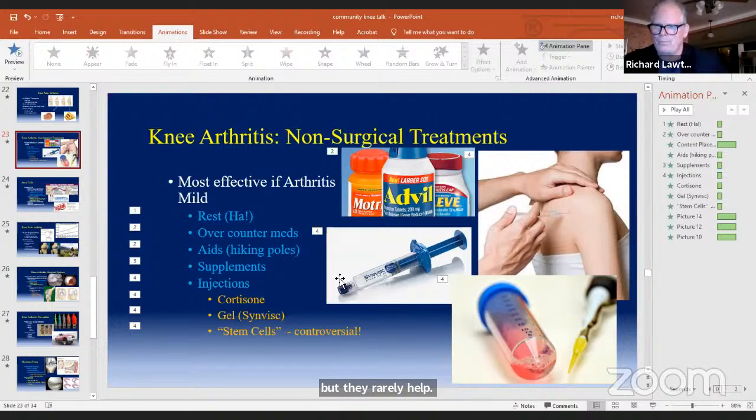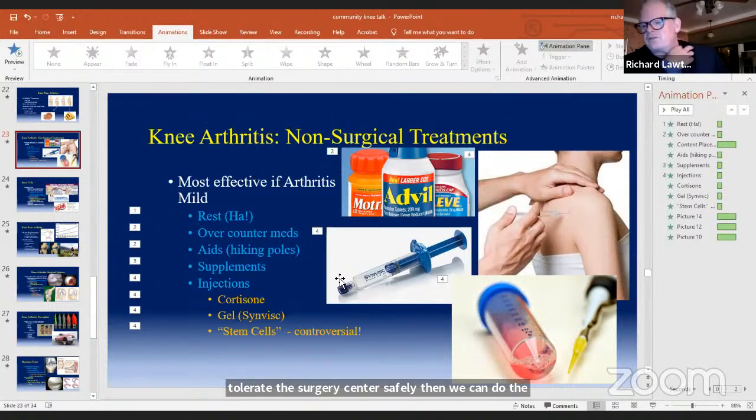Maximum age for knee replacement. No maximum age. We'd say physiologic age. If a patient is reasonably healthy and can tolerate the surgery safely, then we can do the surgery. It's not common for us to do knee replacements on 95-year-olds, but I've done that before.